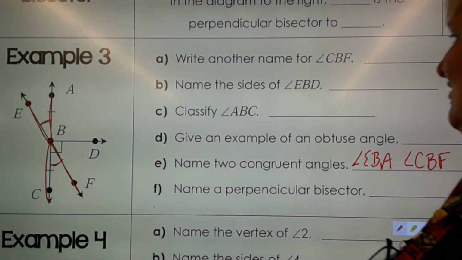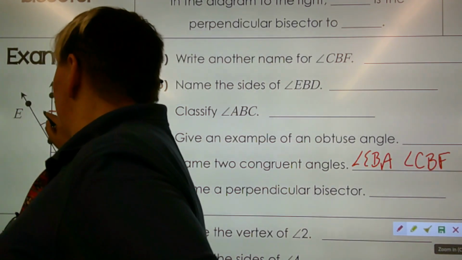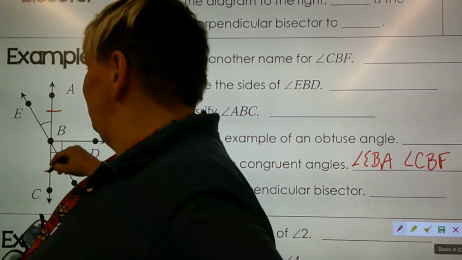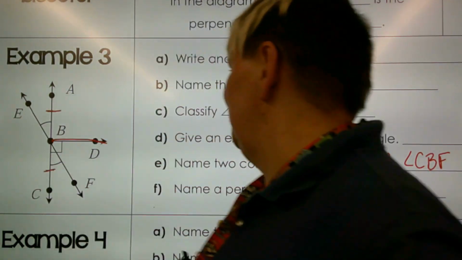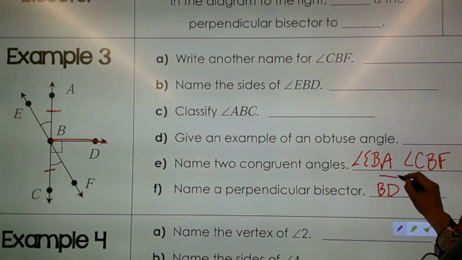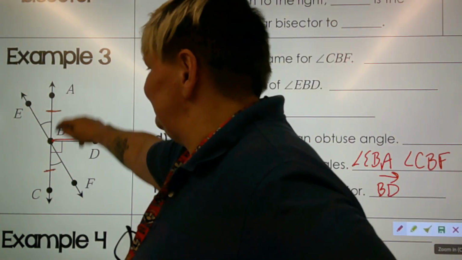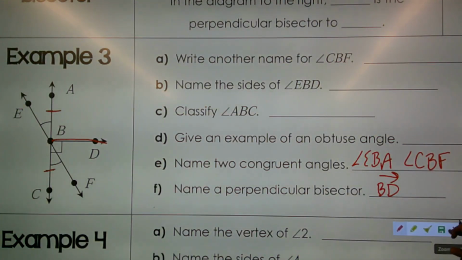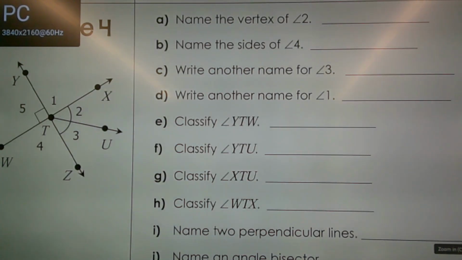And name a perpendicular bisector. So if I was looking for my tick marks to see where my congruent segments are, that would mean that this is my perpendicular bisector. So that would be ray BD. That's the ray that cuts this line in half into two equal parts. Right? Example 4.